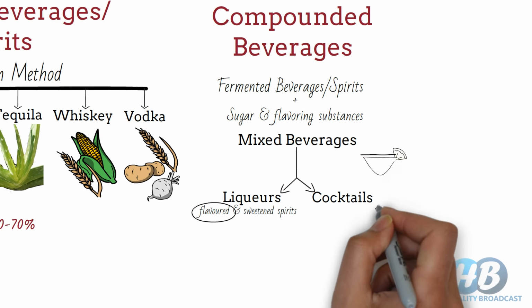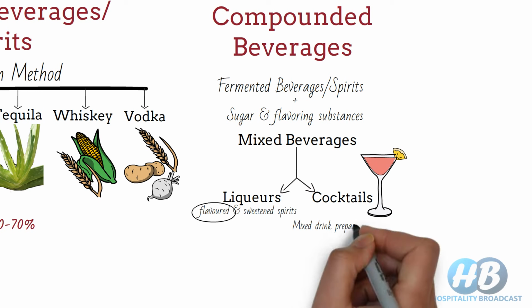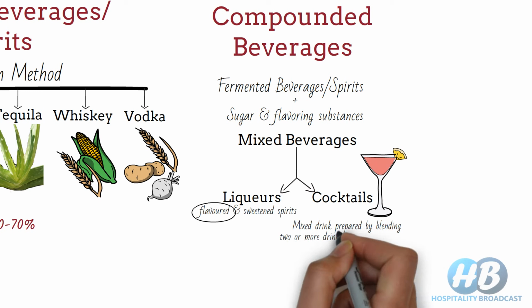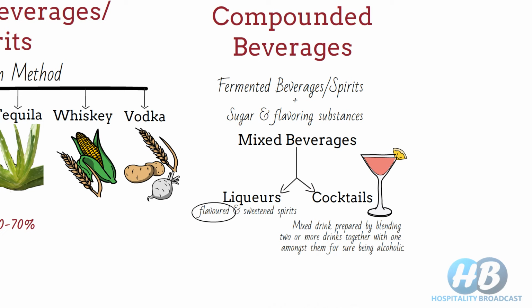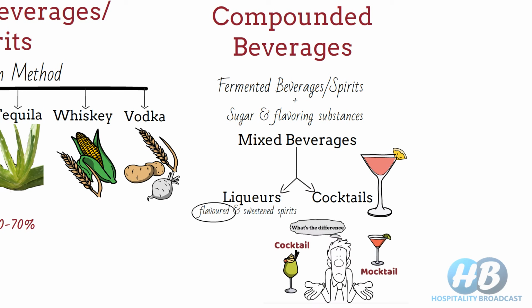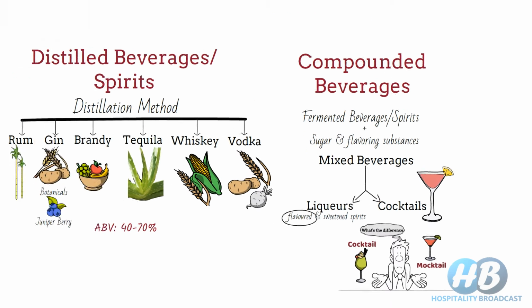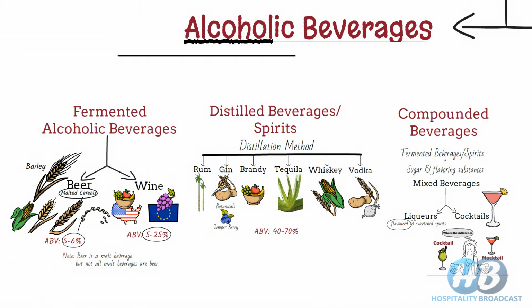Cocktails are alcoholic mixed drinks, normally either a combination of spirits or one or more spirits mixed with other ingredients such as fruit juices, tonic water, flavored syrup, etc. For more detail, check this video. And also, for more detail on classification of alcoholic beverages, I will suggest to watch this video. Link is also in the description below.